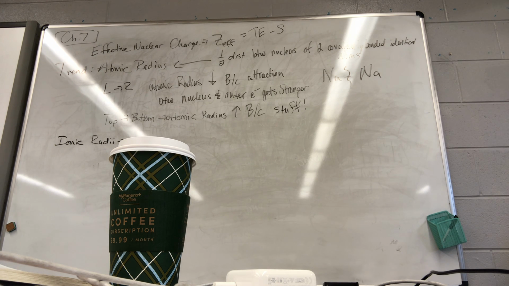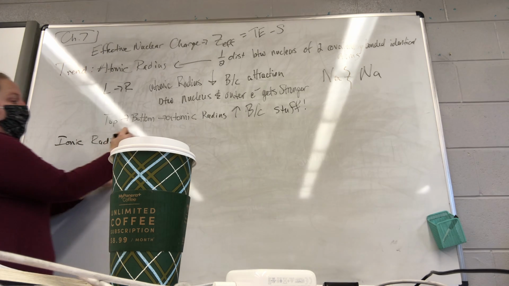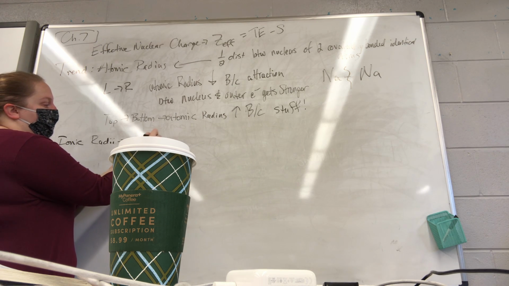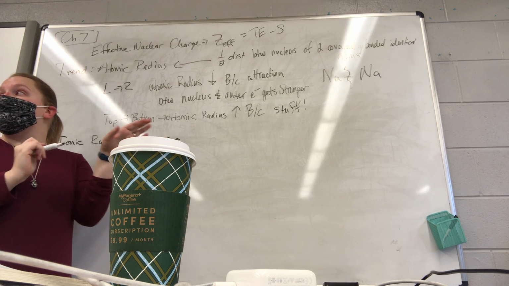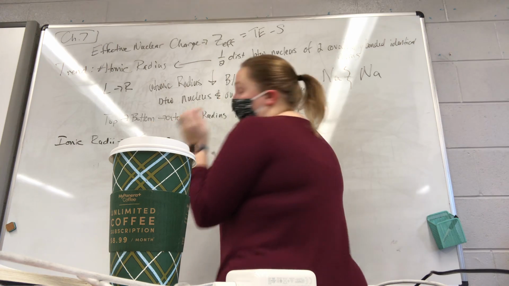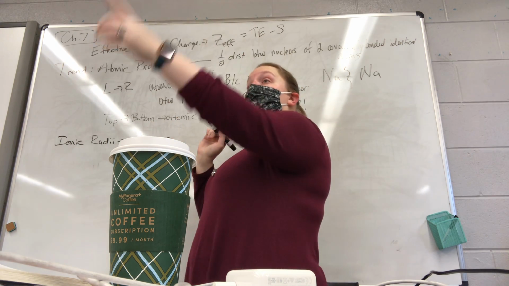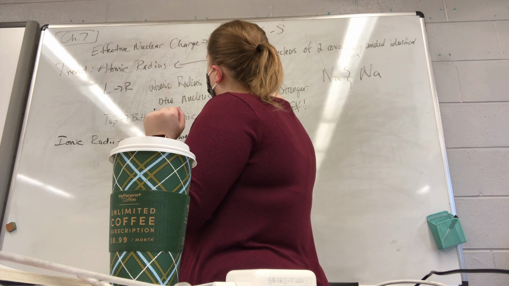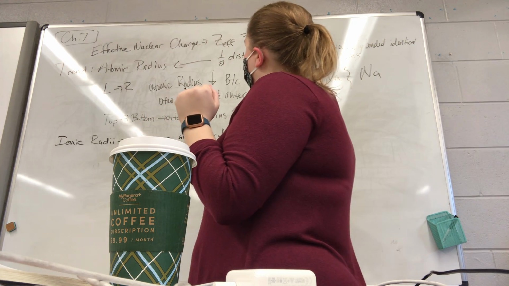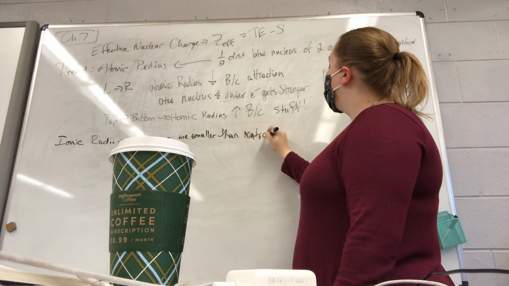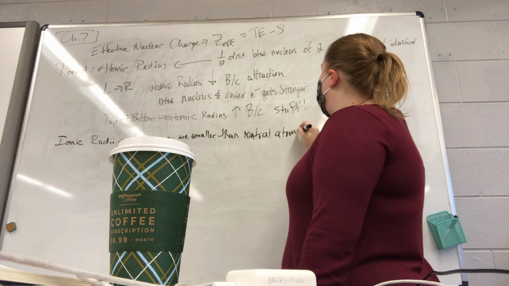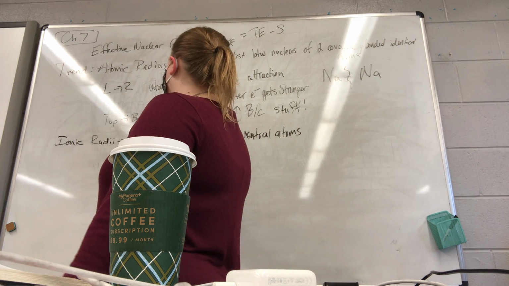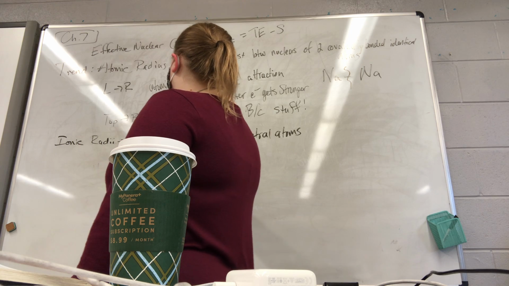So, with ionic radii, we're not going to talk specific trend, left to right or up to down. What we're going to say is, if something forms a cation, are they going to be larger or smaller than the neutral atom? Smaller because they lose electrons. Okay, and on the other hand, anions are larger.